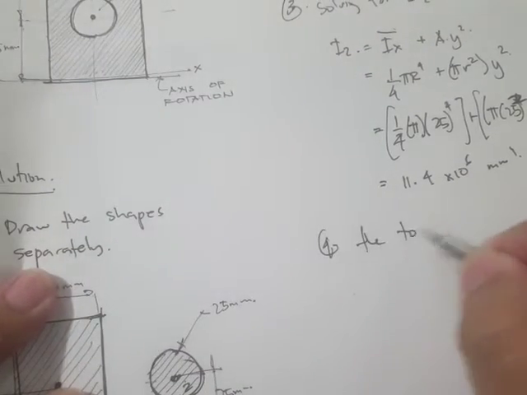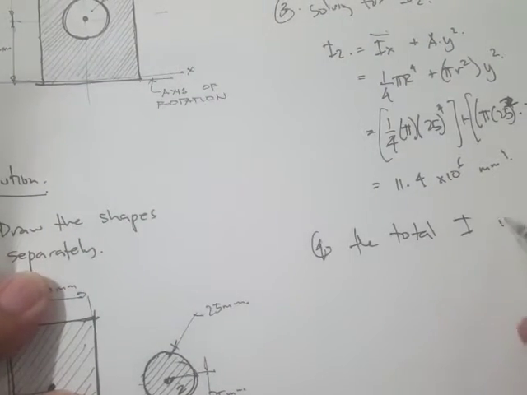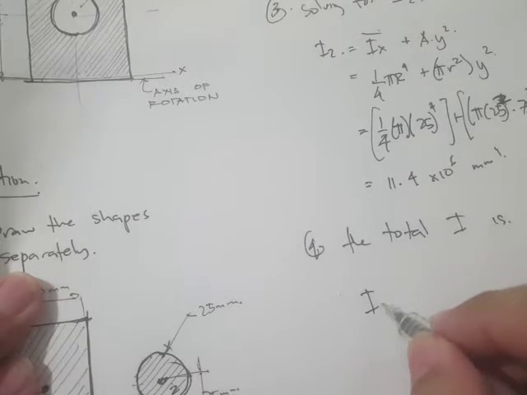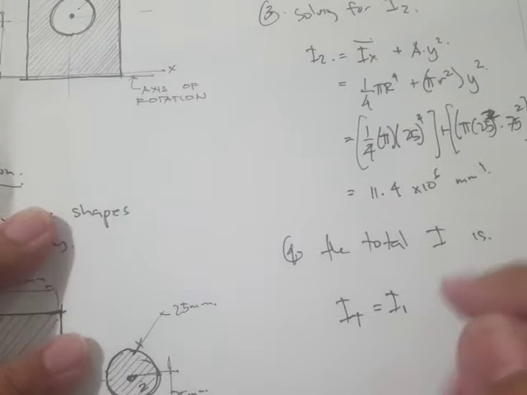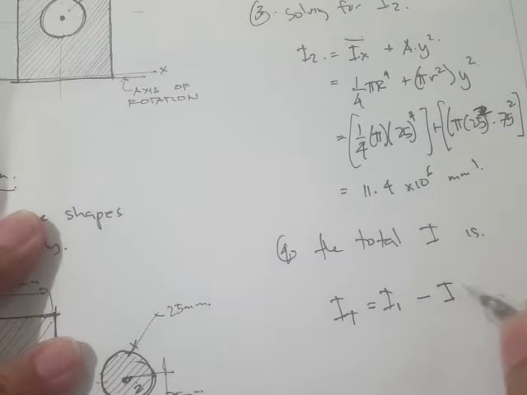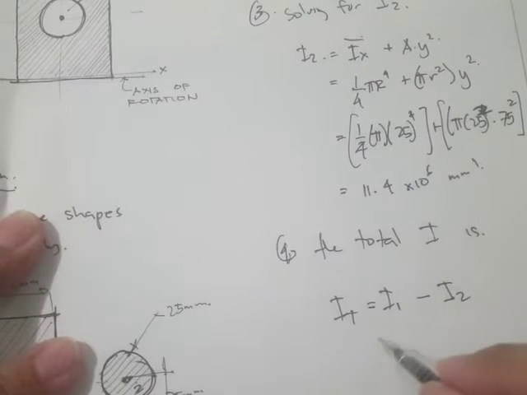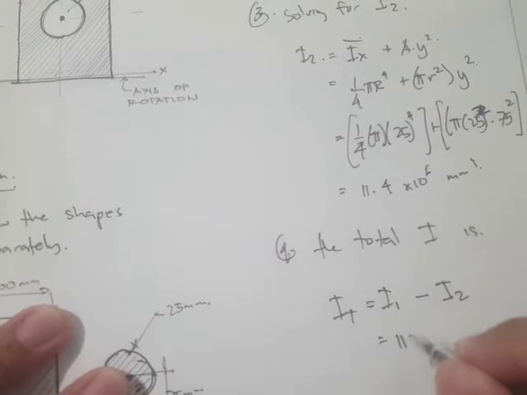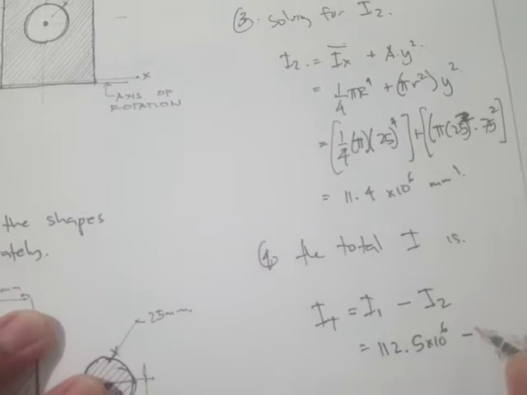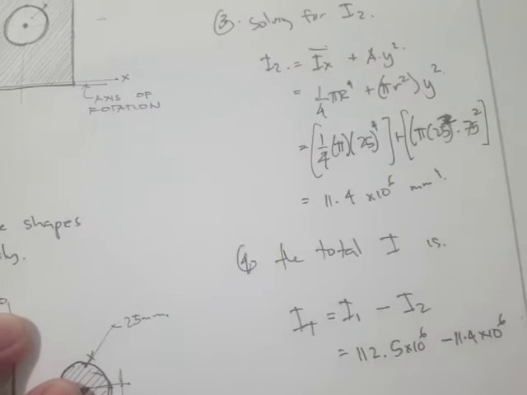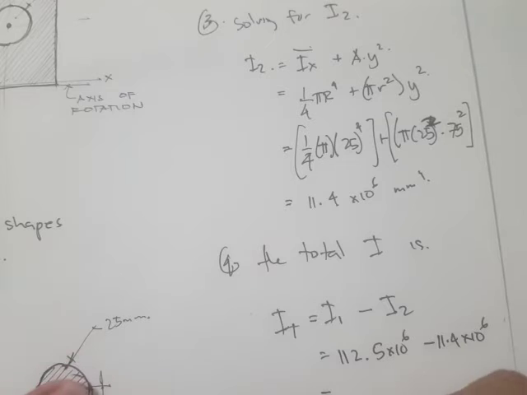So therefore, the total I is simply the moment of inertia of the rectangle shape minus the moment of inertia of the circular shape. So this is 112.5 times 10 to the 6 minus 11.4 times 10 to the 6, in mm to the fourth. So our answer is 11.1 times 10 to the 6 mm to the fourth.